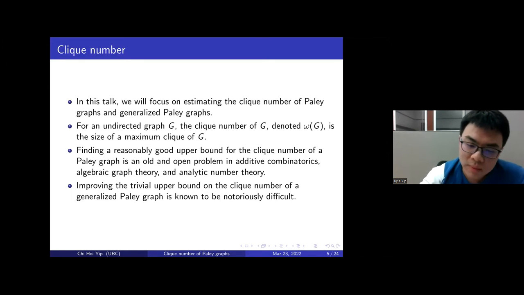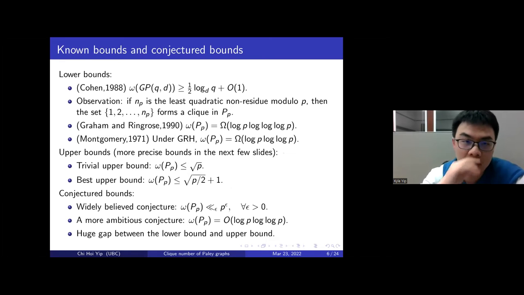So before talking about the improvement on the upper bound, I would like to first mention some known bounds on the clique number and also the conjectured bound.